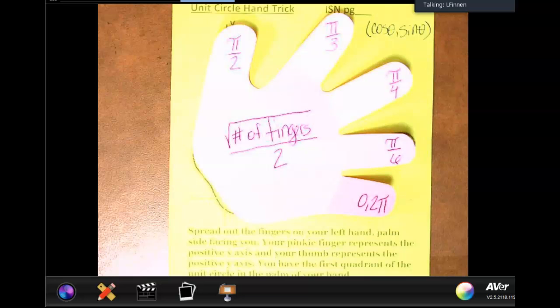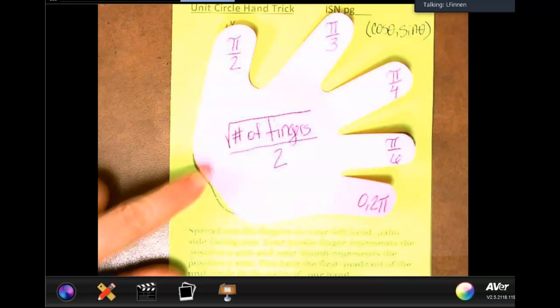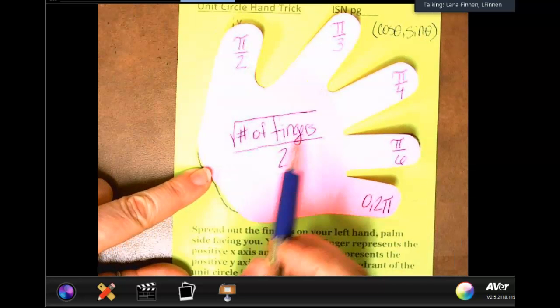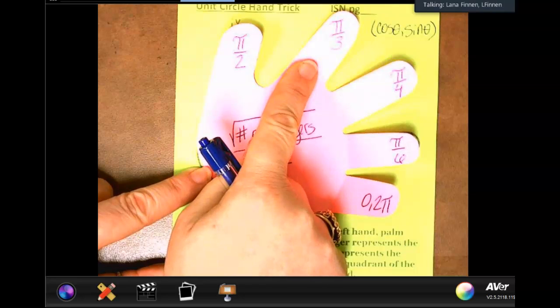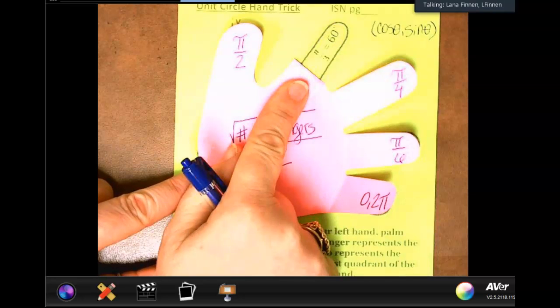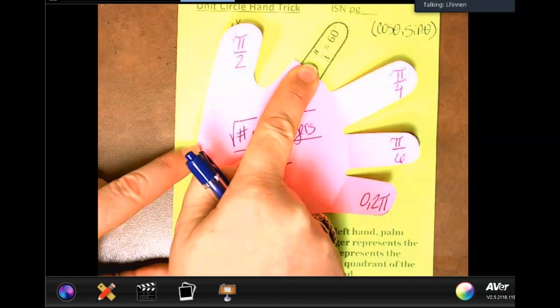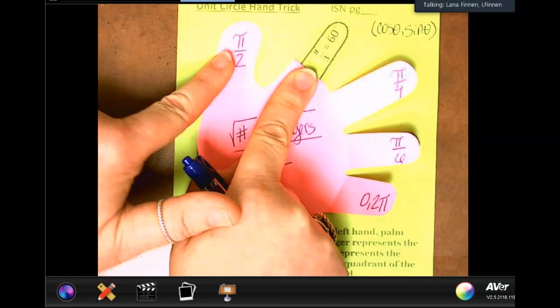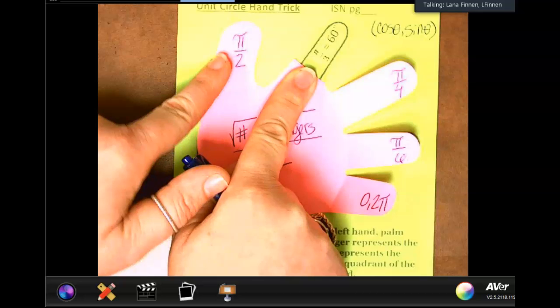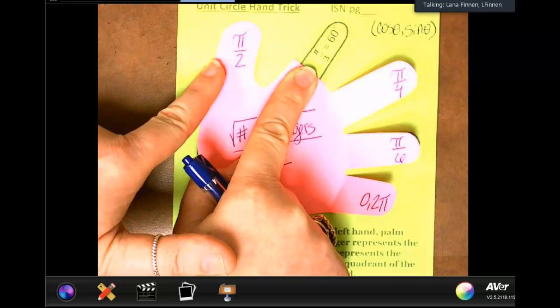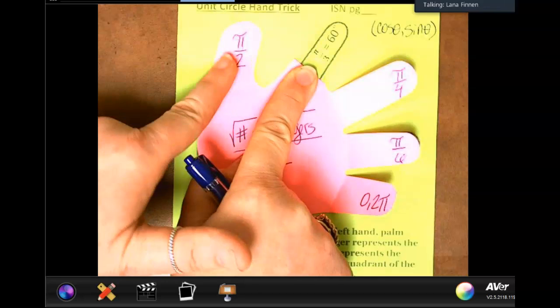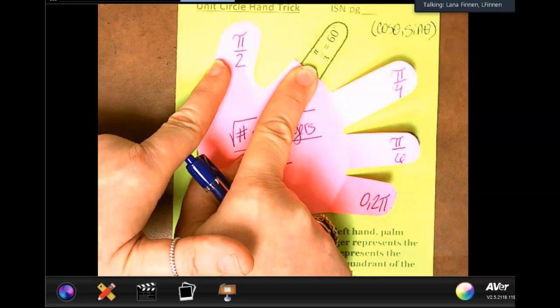Okay. So let's talk about this square root of the number of fingers over 2. If I take pi thirds, which is my index finger, and I bend my index finger back, boom, I'm at the pi thirds angle. Then to the left of this finger, I have 1 finger left, which we're not going to debate whether a thumb is a finger or not. It's a finger for these purposes. And so I have 1 of them. What's the square root of 1? 1 divided by 2, which is 1/2, right?